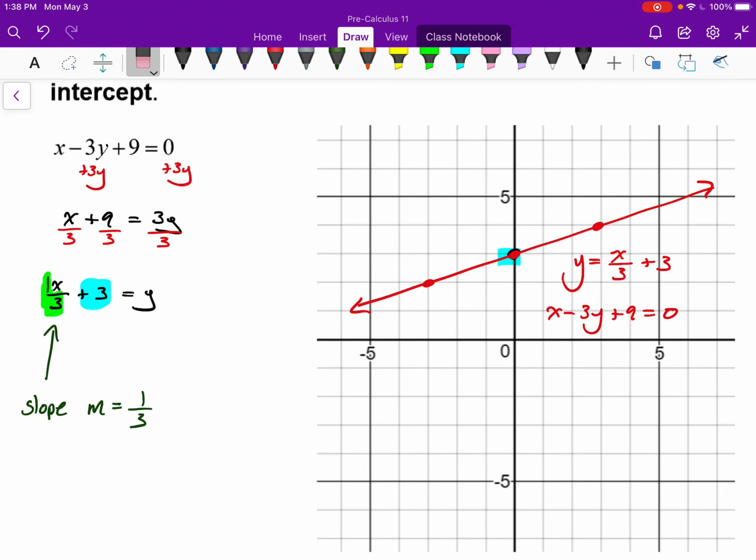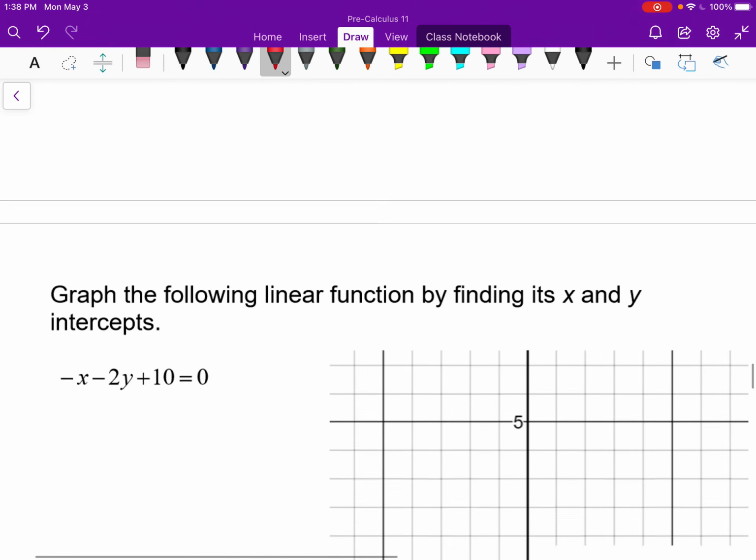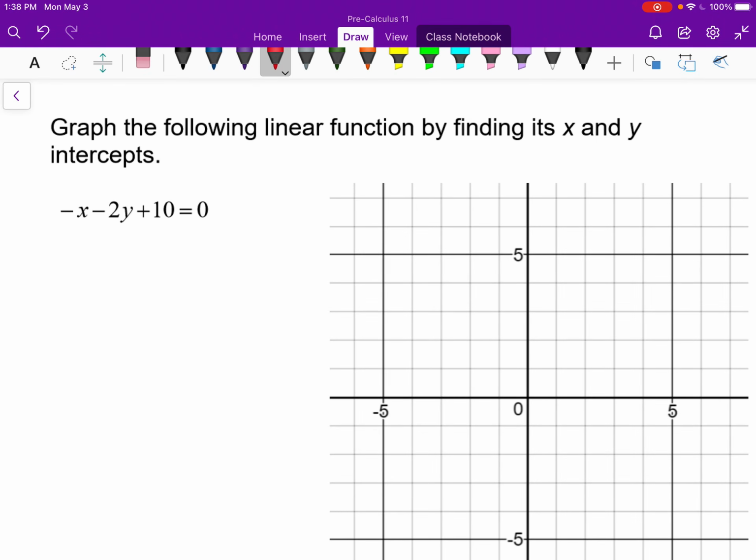Okay, that said, I could have actually graphed this function without putting it in slope-intercept form. I didn't have to put it into this form right here, which you can also call y equals mx plus b form. But slope-intercept form is what it's called. I could have also done it a little bit differently, and that's what I want to mention right here. I can also graph this by finding the x and y intercepts directly.